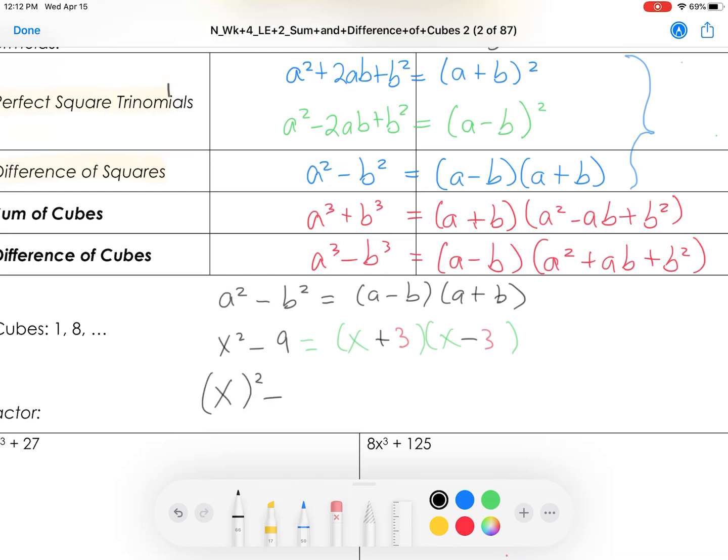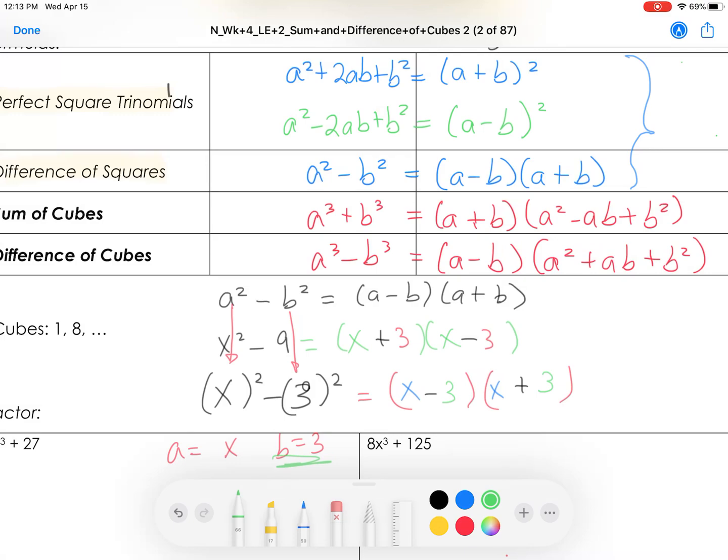is x squared, and 9 is 3 squared. So if we compare to our formula, our a value is x, and our b value is 3. And then we just fill in the pieces to the formula. We have a minus here and a plus here by the formula. Our a value is x, and our b value is 3. So that would be another way to factor it using the formula.